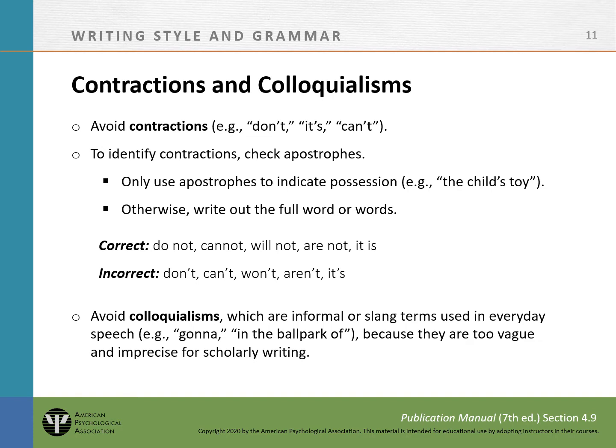Contractions are shortened forms of one or two words where an apostrophe is used in place of missing letters. In scholarly writing, apostrophes should only be used to indicate possession. For example, the investigator's role. Otherwise, write out the full word or words. Instead of didn't, write out did not. Use it is instead of it's. So avoid contractions. Avoid slang and informal terms used in everyday speech. They're too vague or imprecise for scholarly writing.